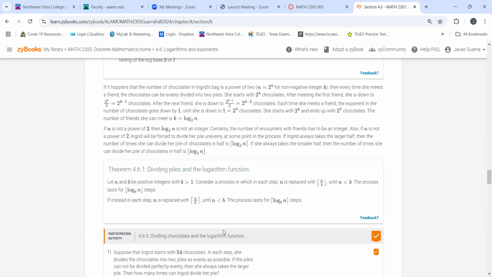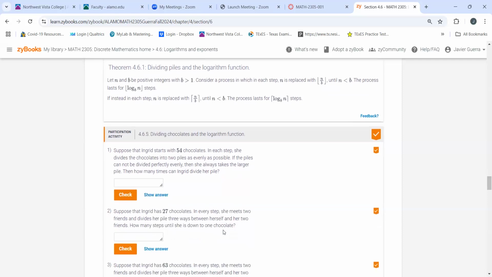All right, so let's take a look at the participation activity. So suppose that Ingrid starts with 54 chocolates. In each step, she divides the chocolate into 2 piles as evenly as possible. If the piles cannot be divided perfectly even, then she always takes the larger pile. Okay, so she's going to keep the larger pile. Interesting. All right, so how many times can Ingrid divide her pile? All right, so since there are 54, divided by 2, there's going to be 27 in each.